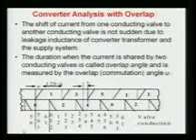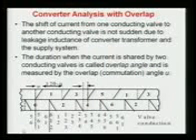So that's why it is written here: the shift of current from one conducting valve to another conducting valve is not instantaneous due to certain problems, like leakage, more leakage inductance of the converter transformer, and sometimes a weak supply system may also lead to some other problem. So the duration when the current is shared by the two conducting valves is called the overlap angle U, and it is known as the commutation angle.